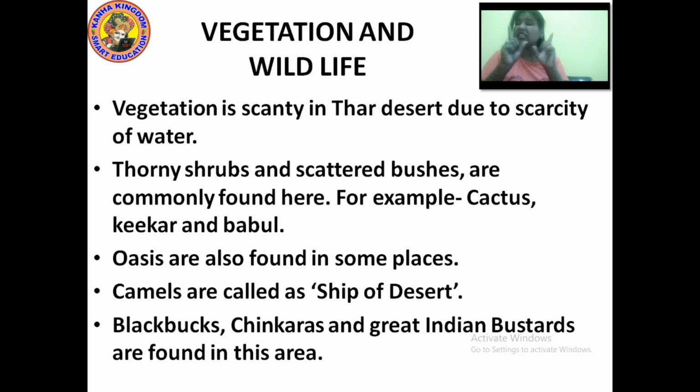Thorny shrubs. Have you seen the cactus? Like that, thorny shrubs and scattered bushes are commonly found there, like cactus, kikar and babool. Oases are also found in some places. Now what is an oasis? An oasis is a very small area where water is found in the desert region. Camels are called the ships of the desert.